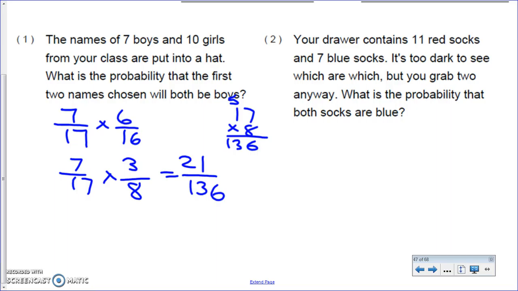We have to check and see if we can simplify. 21 is divisible by 3 and 7. 136 is not divisible by either. So the probability that the first 2 names chosen are both boys is 21/136.